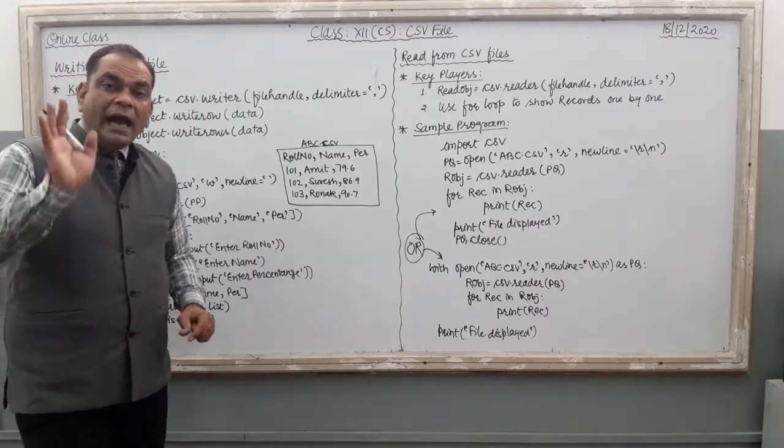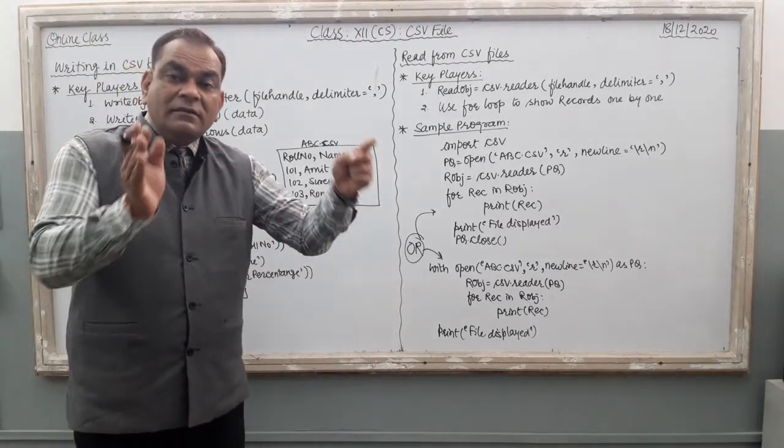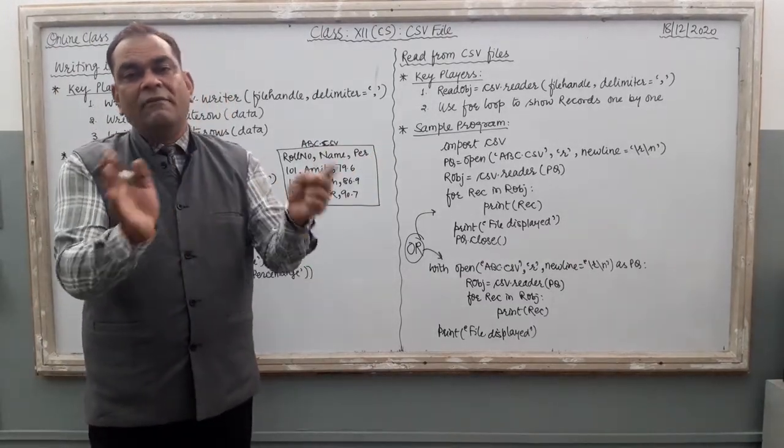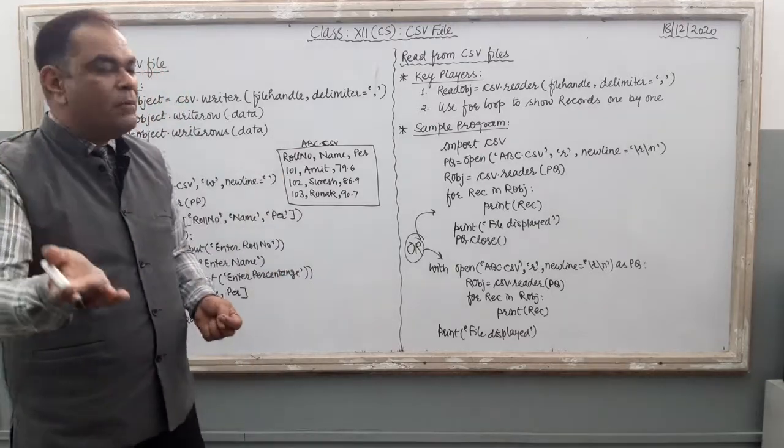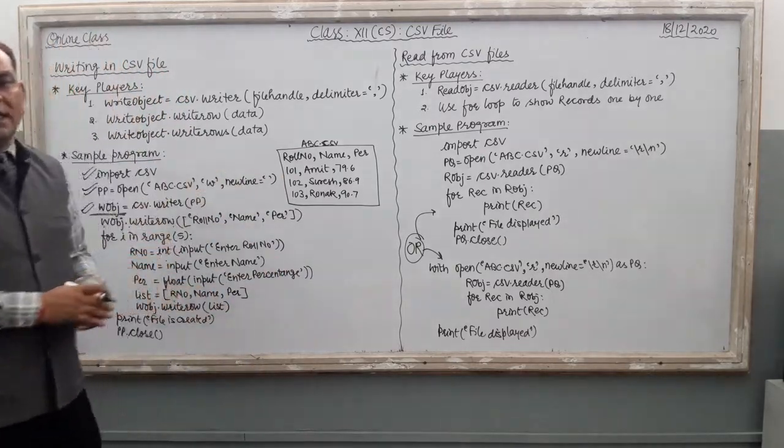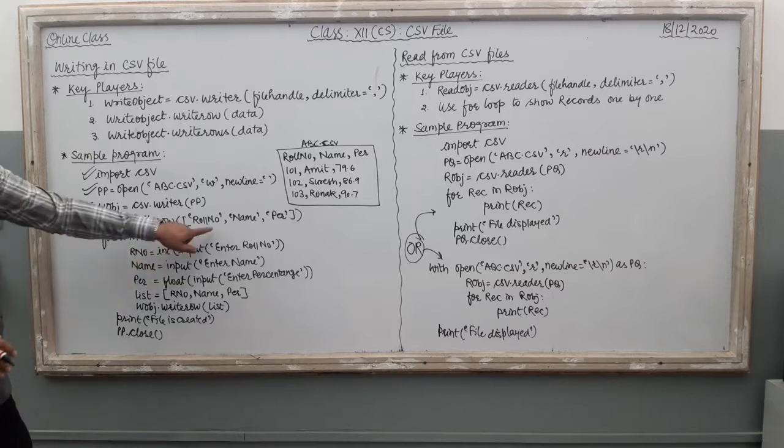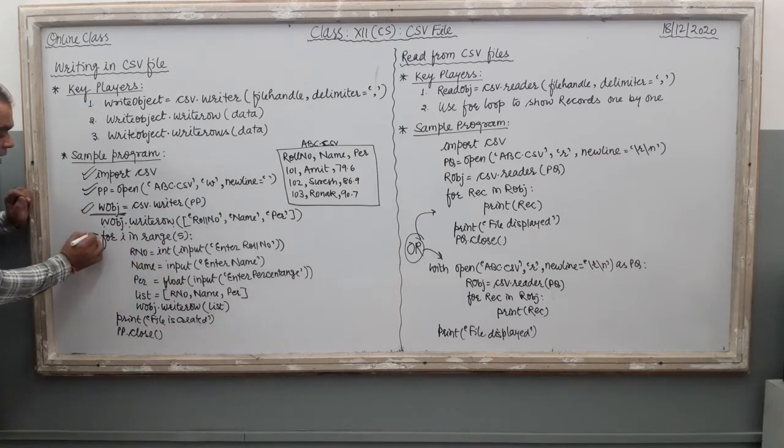You have to give the heading of your data separately, then the data inside a for loop one by one. The heading should be written separately in your CSV file. Right, so here it is the heading. Then here I am using a for loop. Just see the for loop.